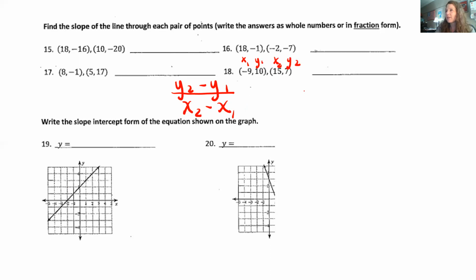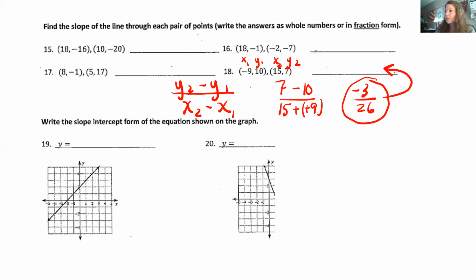So we're going to just fill in our formula. So if y2 is 7, we're going to do 7 minus y1 over 15 minus, and don't forget that negative sign, minus a negative. When you see minus a negative, make sure you add. So 7 minus 10 is -3. 15 plus 9 is 26. And that cannot be simplified. So that is the answer. That is number 18, -3/26. If it can be simplified, simplify it.